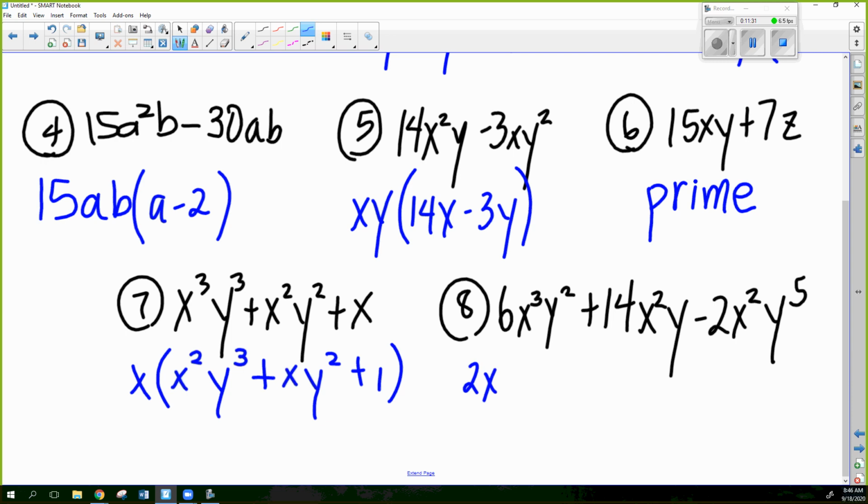2x squared. Perfect. Perfect. So what was left over? 3x. Uh-huh. 7 minus x. Careful. Minus y to the... Perfect. Perfect. All right. So that's GCF.